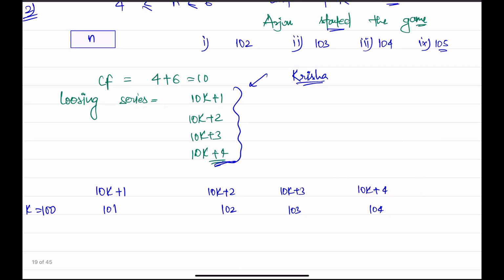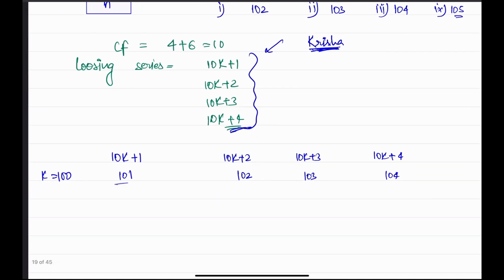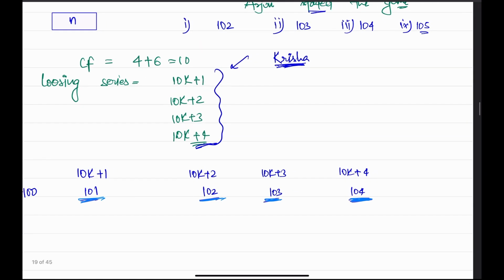So if Arjun starts the game, he wants Krishna to be on these numbers of coins in front of Krishna. Is it possible? For 102 he cannot bring it to anything, so this is not possible. Let's cross it. 103 is itself a losing number, so this is also not possible. 104 is also a losing number. So the only option left is 105, and we can say 105 is correct.